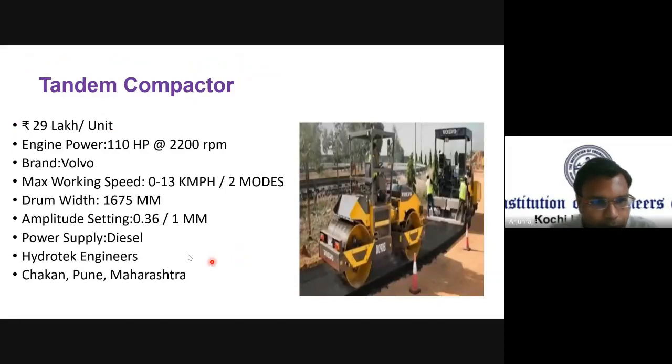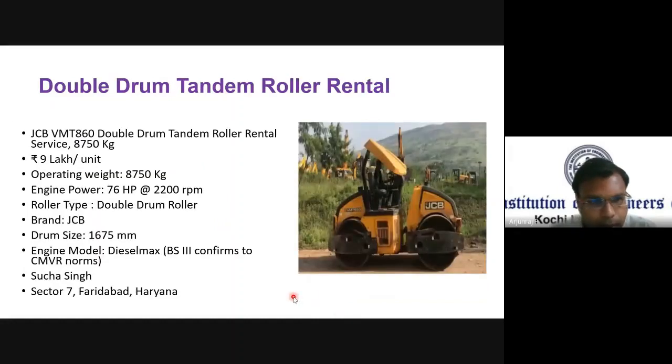We have the compactors, which are manufactured by a company called Dpk Engineers, located in Pune, and they are selling it under the brand of Volvo. Again, you have the brand Jcb. The cost is going to be 9 lakh per unit when you go for this double drum tandem roller. You can also go for a rental as well.